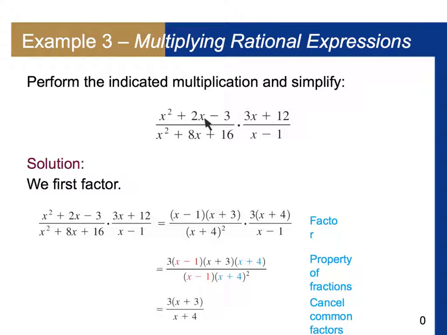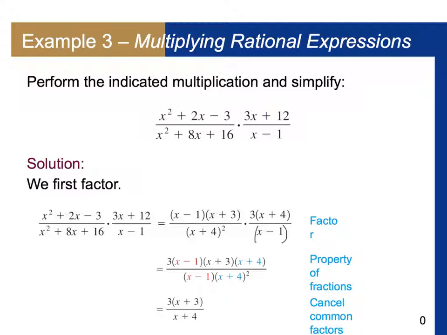We factor x squared plus 2x minus 3 into x minus 1 times x plus 3. This is a perfect square, x plus 4 squared. We can factor 3 out of 3x plus 12, and then we can't factor anything out of this one. You might want to put parentheses around each factor, like this x minus 1. If all your factors have parentheses around them, you can see where your factors are and where they can cross off. I can cross off this x minus 1 and x minus 1. I can also cross off an x plus 4 here.